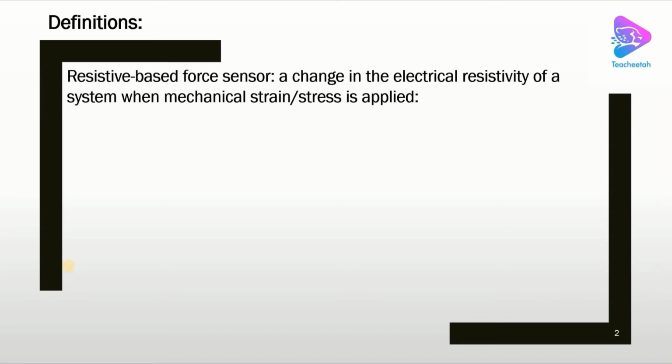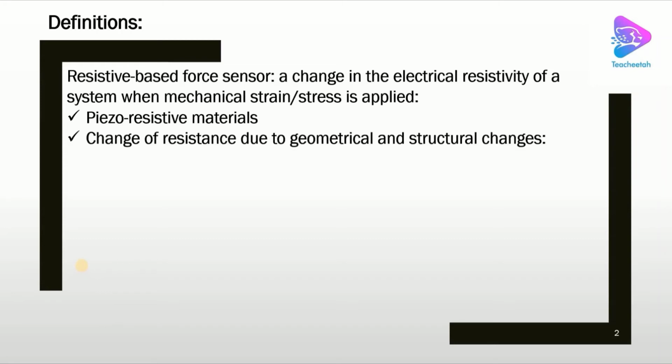Basically, resistive force sensor is a general definition for when a change in the electrical resistivity occurs by applying a mechanical strain or a stress. Different systems can provide this property. For example, piezoresistive materials are specific materials or semiconductors that change their resistance when a force is applied. And the other type of resistive-based sensors are the sensors whose geometry or structure is changed when the force is applied, and the change of resistance is due to the geometrical and structural changes.